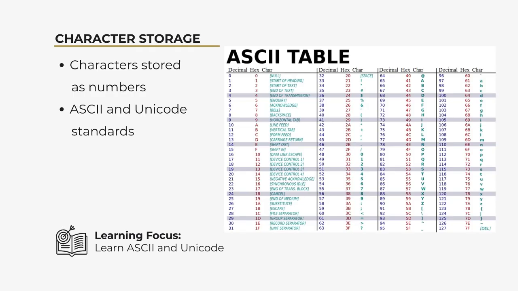Character storage. Characters are stored as numbers. ASCII is one standard. Unicode is another standard. Unicode supports many languages. This ensures correct text display. Memory stores all program data.